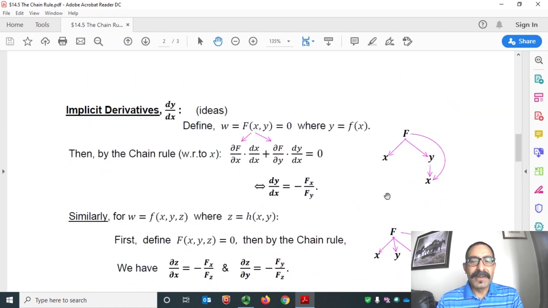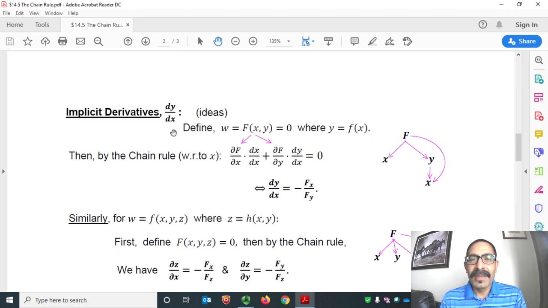Now, implicit derivatives, finding dy over dx. Here's a quick idea. Define capital F(x, y) equals 0, where y equals little f of x. Again, in the diagram here, capital F is a function of x and y is a function of x. Then by the chain rule, we will get dy over dx equals negative partial derivative of capital F with respect to x over partial derivative of capital F with respect to y.